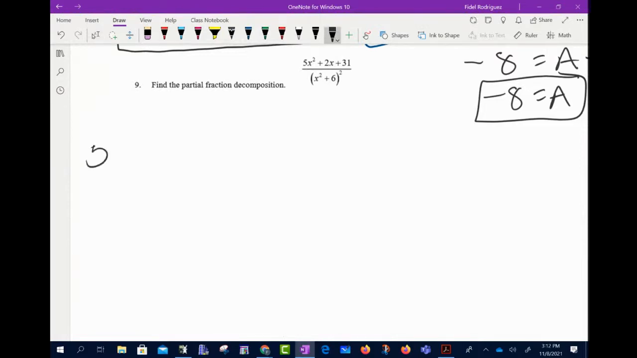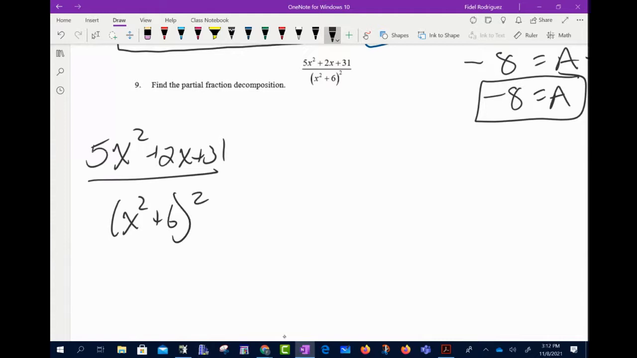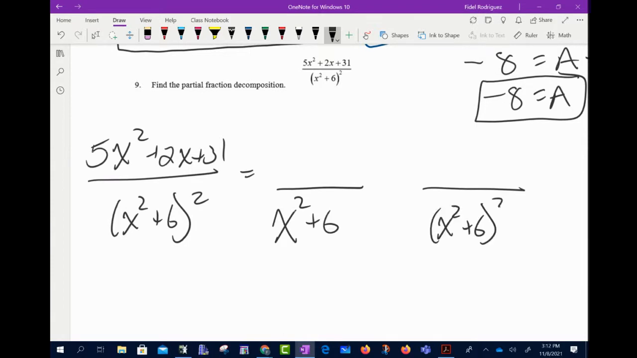So this is what I'm gonna put: 5x squared plus 2x plus 31 all over x squared plus 6 all being squared. We're going to have two denominators. One of them is going to be x squared plus 6. The other one is going to be x squared plus 6 being squared. Now, since my denominators are quadratic expressions, the numerators on top are going to have to be linear components, meaning this is going to be ax plus b, and this is going to be in the form cx plus b.